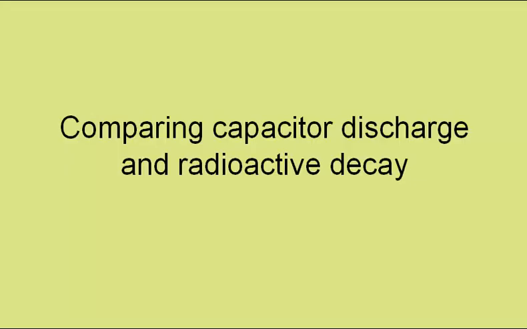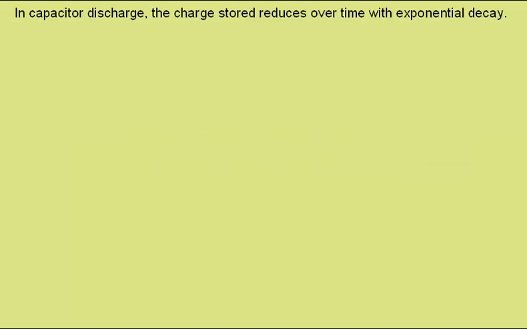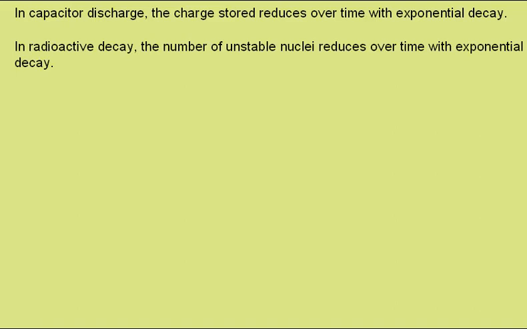Comparing capacitor discharge and radioactive decay. In capacitor discharge, the charge stored reduces over time with exponential decay. In radioactive decay, the number of unstable nuclei reduces over time, also with exponential decay. We can compare the two processes.